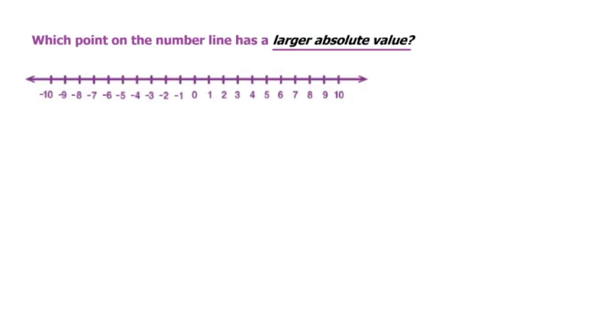In today's video, I'm going to talk to you a little bit more about absolute value. So if we have a problem like this that says, which point on the number line has a larger absolute value? And we have a point here at -7 and a point at 4. I'm going to teach you all the tricks you need to know how to understand this, and you will be able to do any problem in the future.